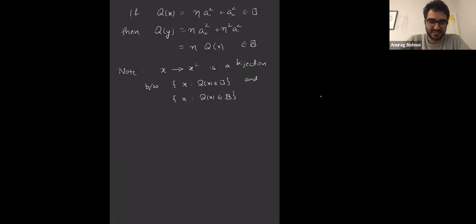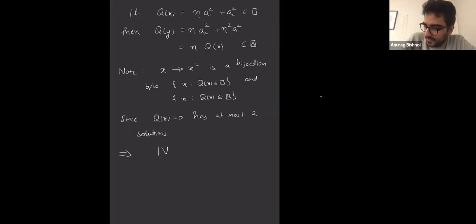So in fact, we gave a bijection. So in this two-dimensional or one-dimensional projective case, these two sets actually have the same cardinality, right? And since qx equal to 0 has at most two solutions, this implies that the vertex set has cardinality at most (q plus 1)/2 and at least (q minus 1)/2.